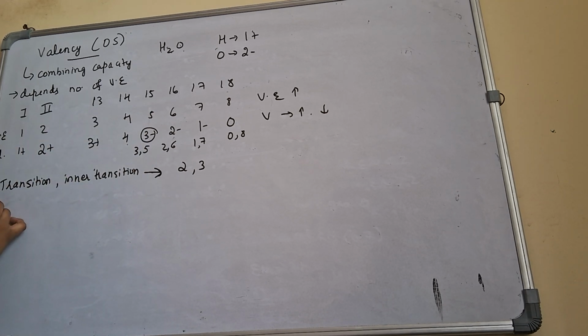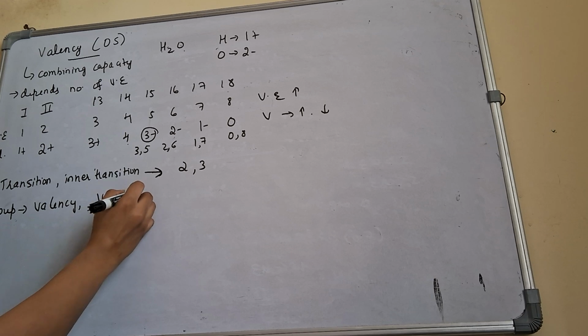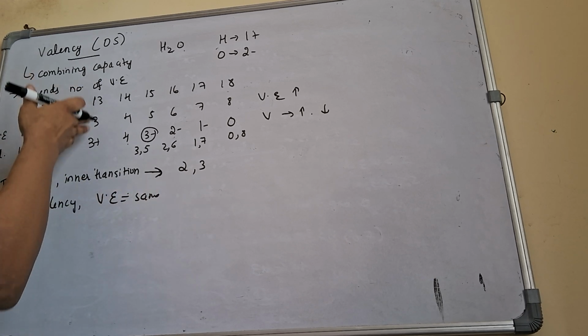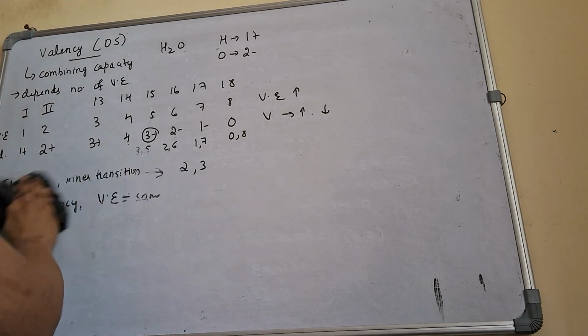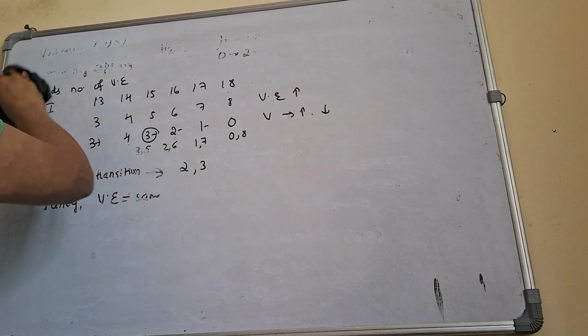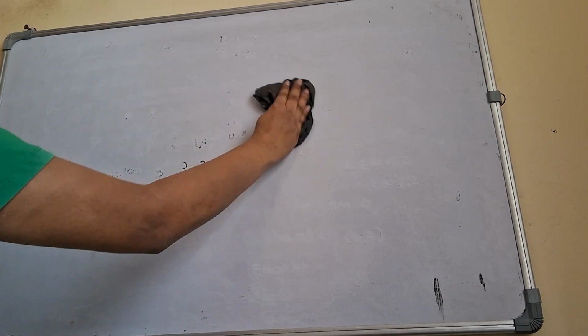Within a group, the valency and the valence electron will be the same. Meaning, I am not saying the valency is the same across the group, but within a group the valence electron is also the same. And the 18th group will have 0 valency because they are inert. So that's about valency. Nothing much. This is exactly the same thing which I explained last year, but this topic was deleted. But anyway, next is about the anomalous property.